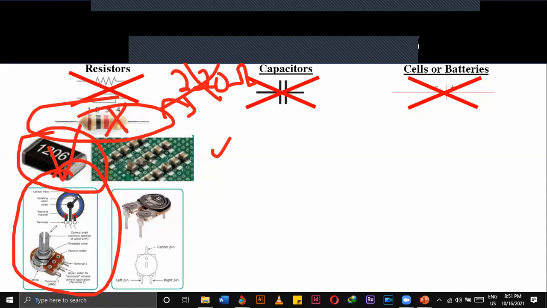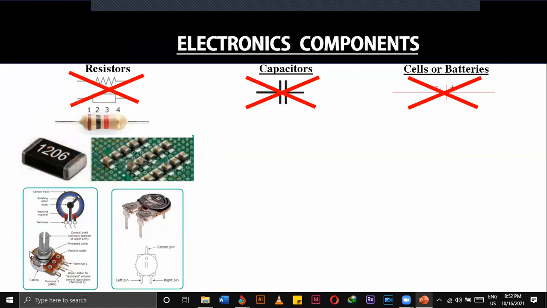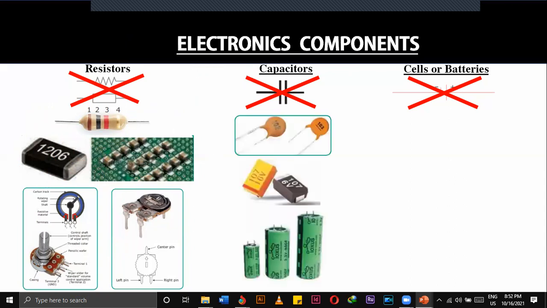So if we have this kind of particular resistor, that means we can change the resistance value of that one. Similarly, we will have these kinds of resistors as well. This is also called a potentiometer, and this is called a variable resistor. Both are the same, but with different values. This one is a capacitor. So basically, why do we use a resistor?